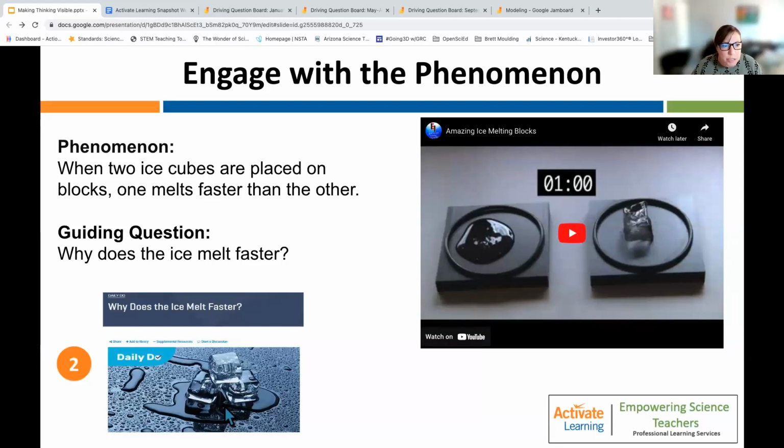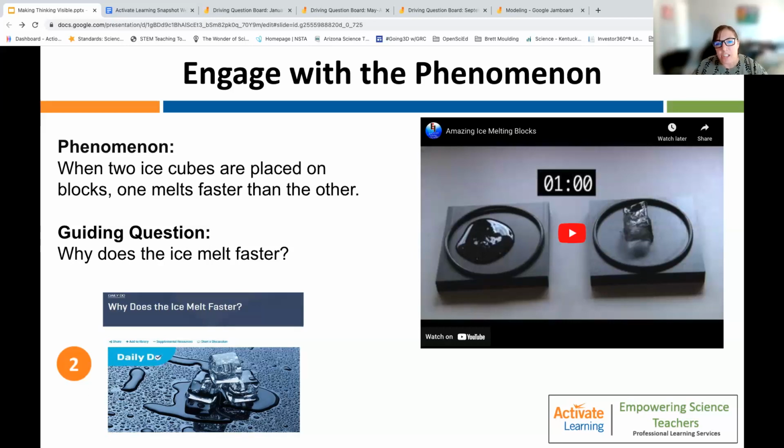So let's start with one of my most favorite phenomena. I borrowed this from one of the NSTA free daily do's. Why does the ice melt faster? And so our phenomenon is an observable event. We're going to watch this in just a second. So I just want to invite you to read the phenomenon and the guiding question, and then we'll watch the phenomenon in the next slide. So we have our observable event.